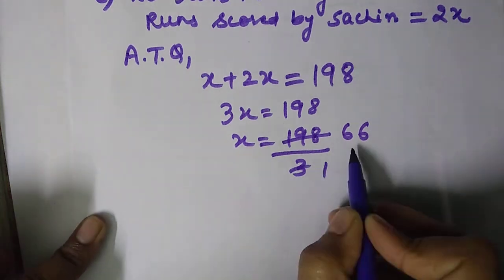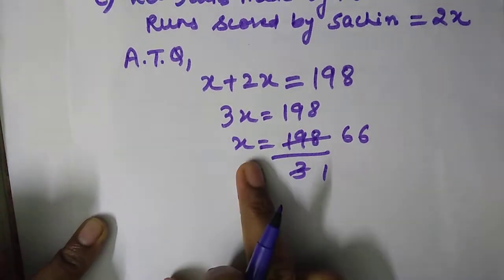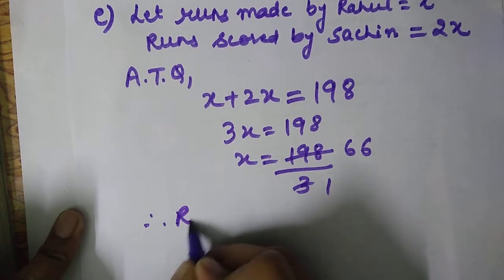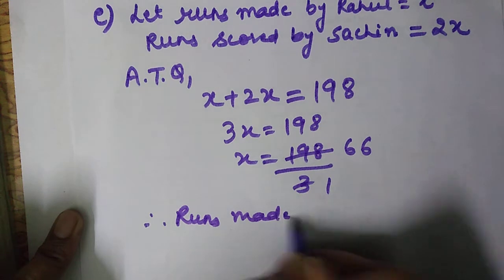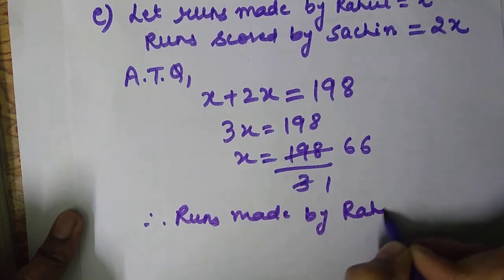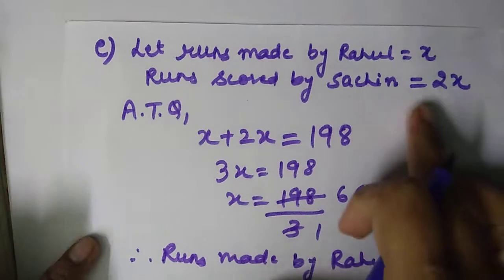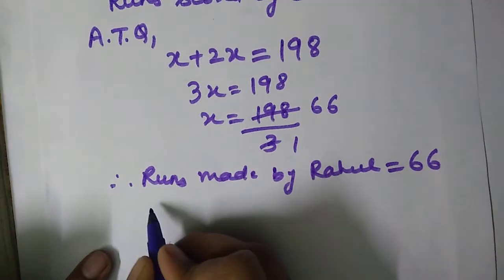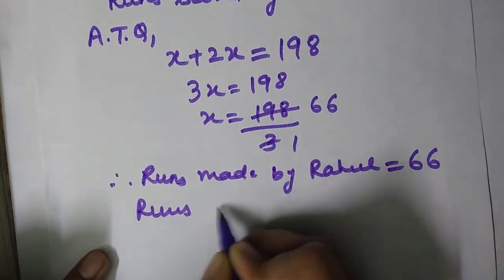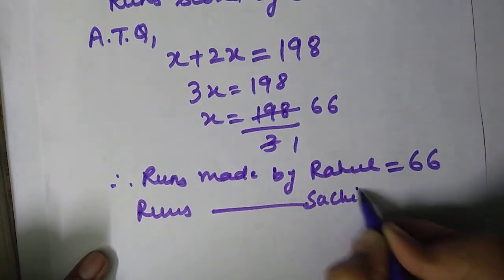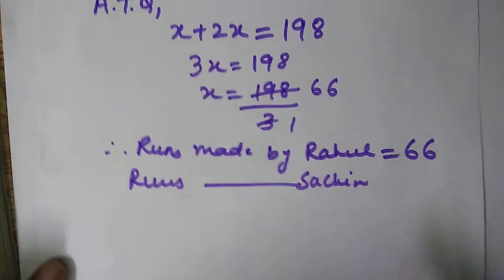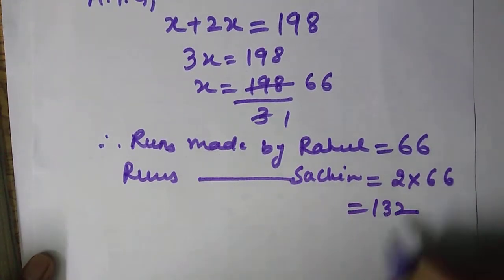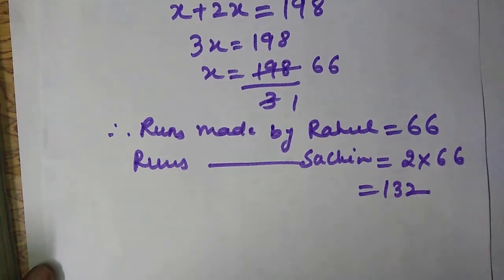We are getting x equal to 66, and x is what we have assumed, these are the runs made by Rahul. So the runs made by Rahul is x, that we have assumed. The value of x we are getting is 66, and the runs made by Sachin will be double of x, double of the runs made by Rahul. So it is 2 into 66, that is 132 runs. Okay, so this is your question number 2.